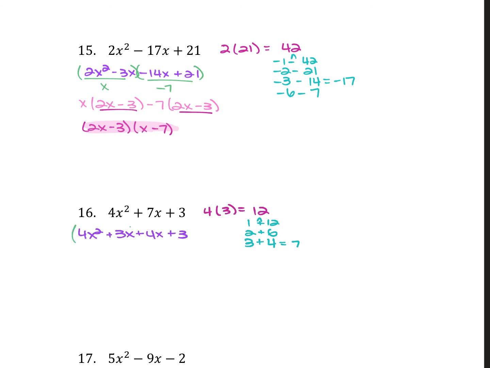If you factor this by grouping now, you're going to factor out an x from the first set of parentheses, a positive 1 from the second. This leaves you with x times 4x plus 3 plus 1 times 4x plus 3. Your 2 sets of parentheses are identical, so we have 4x plus 3 times x plus 1.